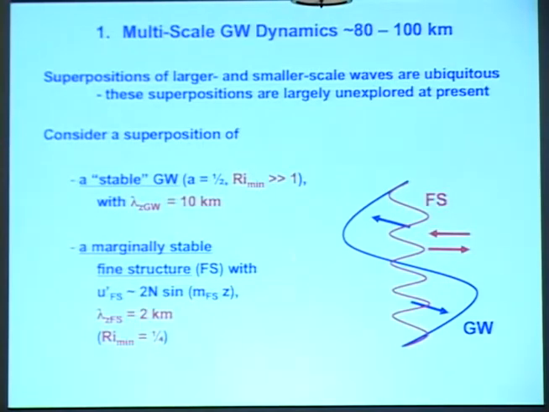I'm also going to superpose that wave with a marginally stable fine structure with its velocity plane in the same plane as the gravity wave. And then I'm going to ask what happens when I superpose these two flows. So the blue here represents the large scale gravity wave. The red line represents the fine scale structure. And you'll see that the velocity fields for the two are misaligned. And that's key to this whole interaction.